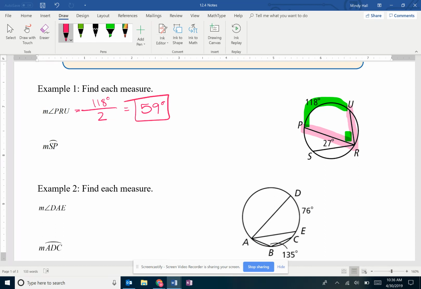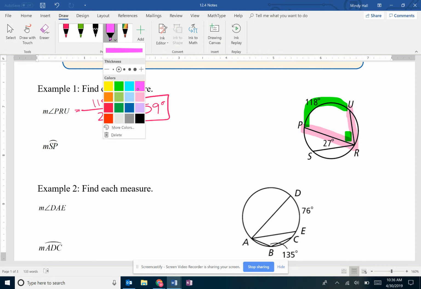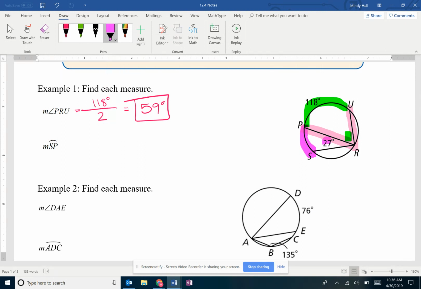So then if I wanted to find the measure of arc SP, SP is this right here, and we're looking at this angle measure now. If it's half to go from arc to angle, if you're going angle to arc, you're going to double it. So it's going to be 27 times 2, which is 54 degrees. And if you want, you can even label that 54 degrees.